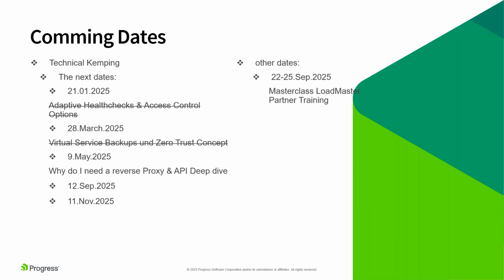The next dates, maybe that's the important part. The next technical camping will be on May 9th and is about what do you need a reverse proxy for, what use cases are there, and API deep dive. And then the dates afterwards will be the 12th of September and November 11th.